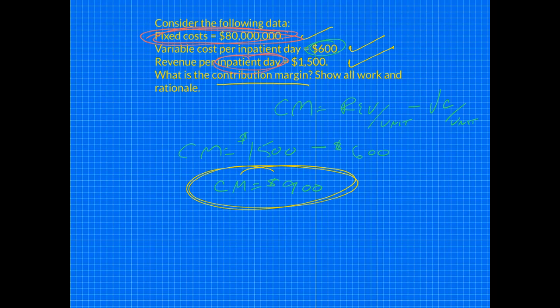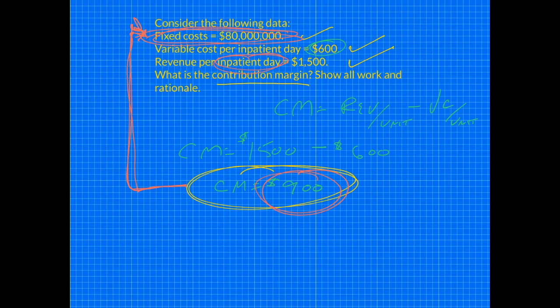But what does contribution margin mean? Contribution to what? Think about that for a moment. I guess the nice way to think about it is it's really the contribution that you are making towards covering the fixed costs. For every inpatient day that you generate, your contribution margin is $900 contributing to, think of it that way, covering your fixed costs. You could figure out how many inpatient days it would take, with that contribution margin, to cover your fixed costs. You could do that.